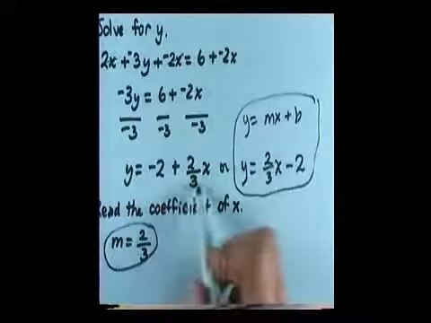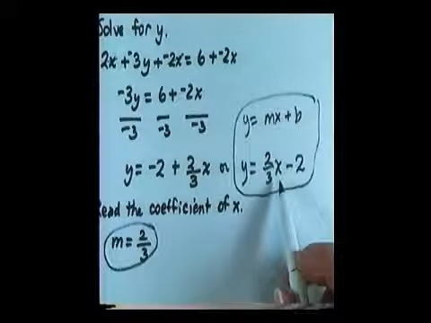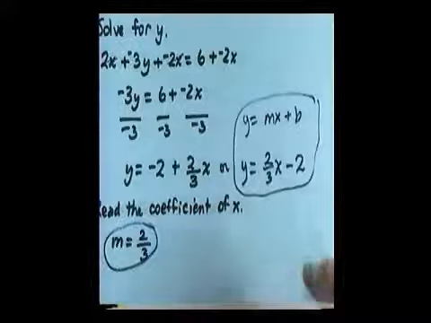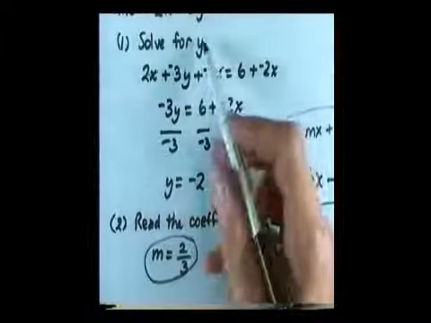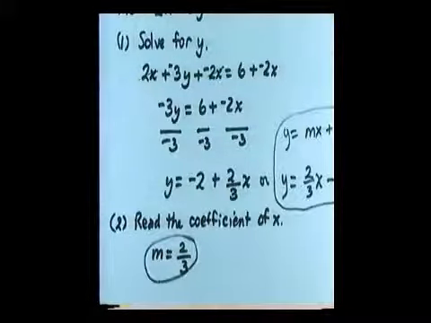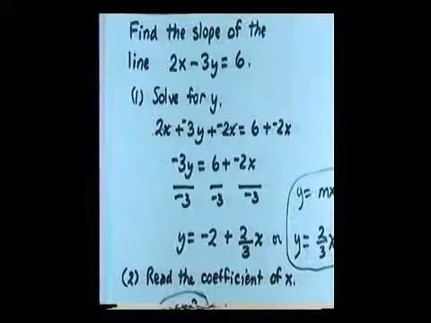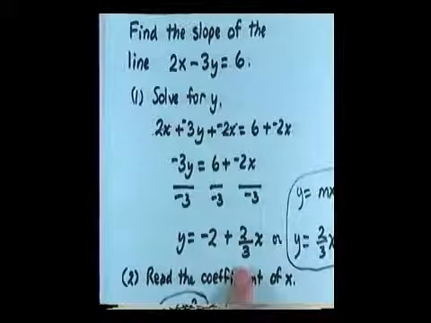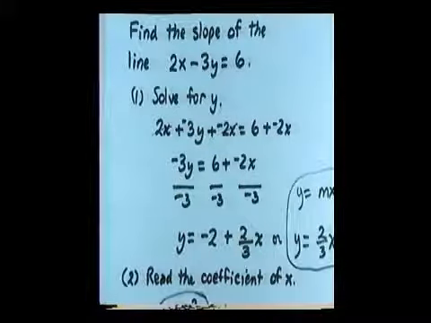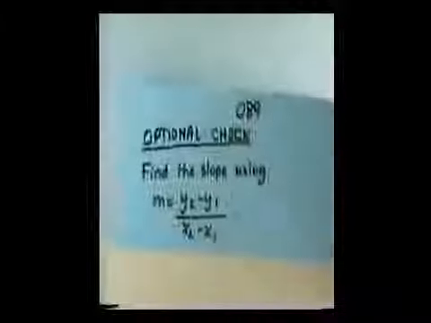But all we've done here is switch the order of these terms. So if you prefer, you may write it in this form, and that's really the preferred form for a final result in working with the equations. All we have to do, though, is just solve for y and then read the coefficient of x wherever the x term appears. Now, an optional check on this would be to take the equation that we've found here, y is equal to negative 2 plus 2/3 x, and find the slope using our slope formula. Let's check this one just to get a better feel for what's happening here.